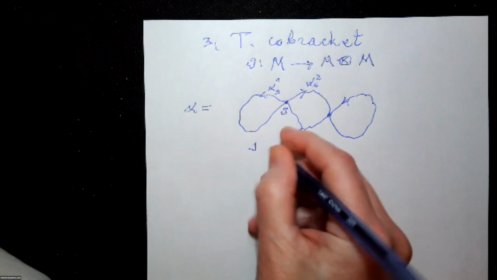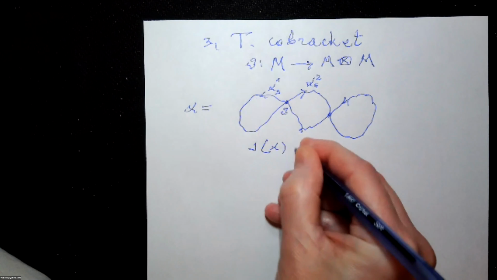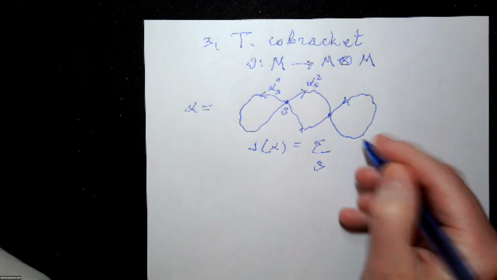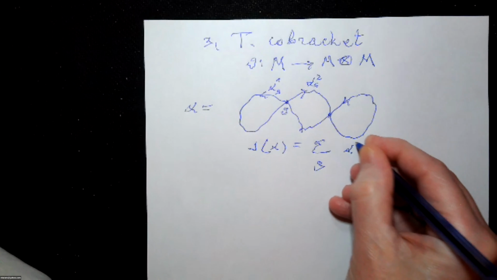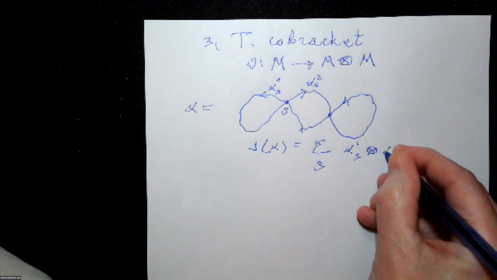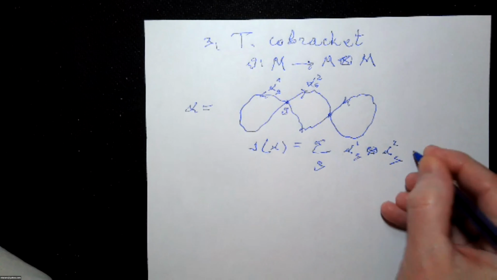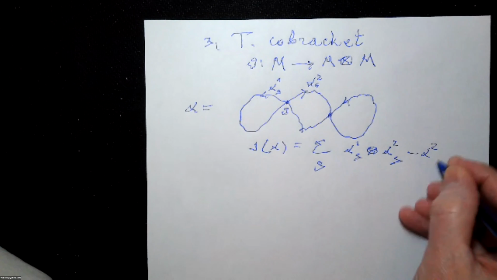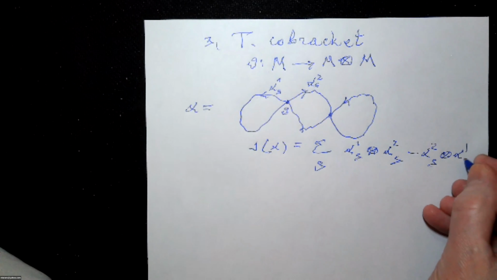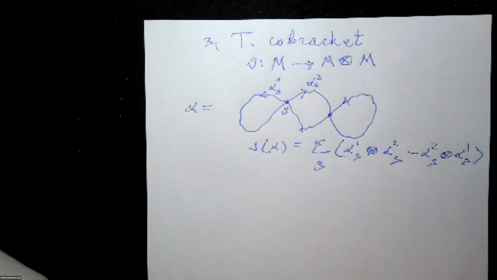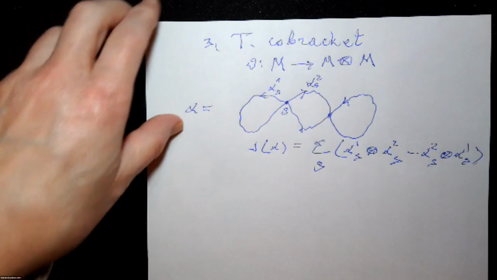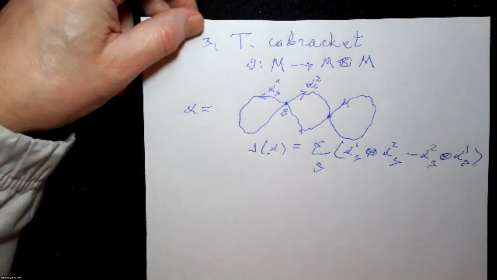And now nu of alpha, the co-bracket, is the sum over all crossings of alpha of the tensor product alpha 1 S tensor alpha 2 S minus alpha 2 S tensor alpha 1 S. The sum over all self-crossings. Now it is well defined, and it is a Lie co-bracket.